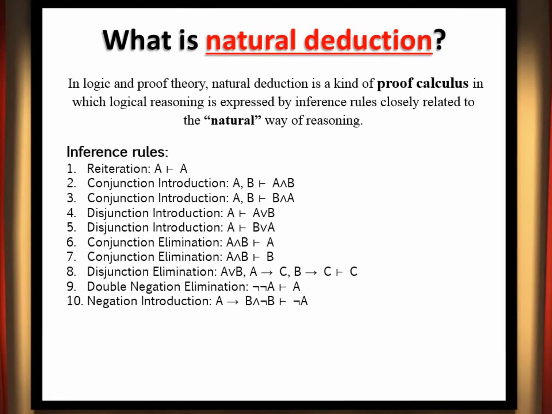Number 6, conjunction elimination: if A and B is true, we can prove that A is true. Number 7, conjunction elimination: if A and B is true, we can prove that B is true. Number 8, disjunction elimination: if A or B is true, A implies C, and B implies C, we can prove that C is true. Number 9, double negation elimination: if not not A is true, we can prove that A is true. And finally, number 10, negation introduction: if A implies B and not B, we can prove that not A is true.